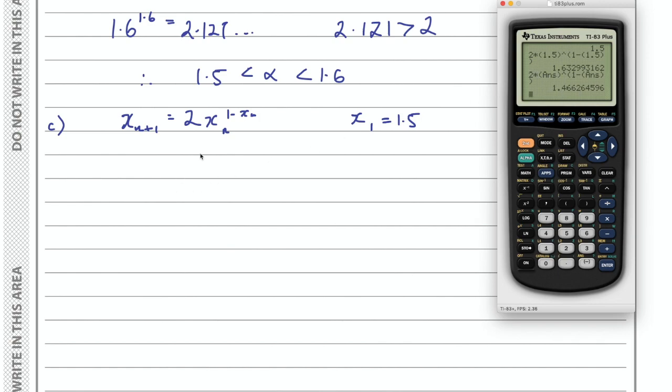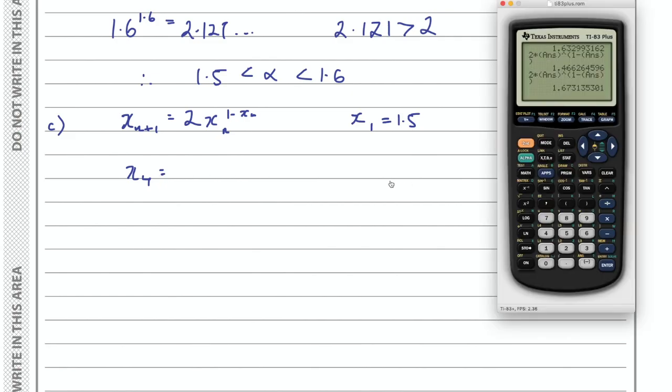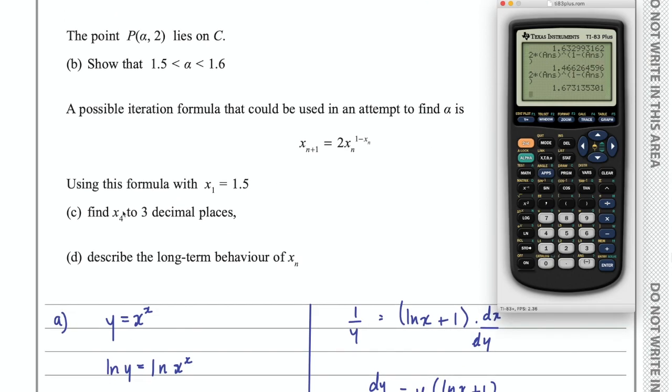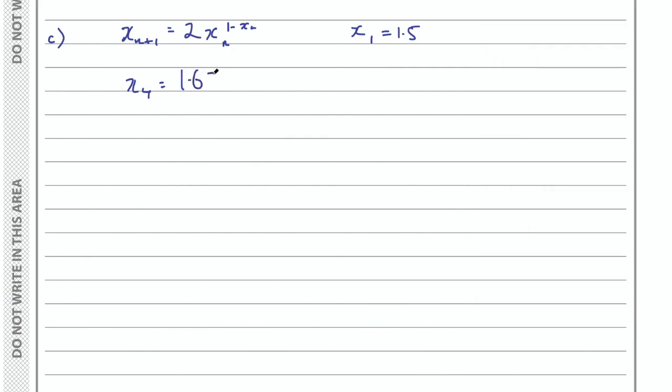So the next one, this would be x sub 3, 1.466. And then if I go entry again, this will be x sub 4. So x sub 4, I can write that one out. And what was it? 3 significant figures? Sorry, let me just double check. 3 decimal places. So this will be 1.673 approximately. Okay, and that's 3 decimal places for x sub 4.